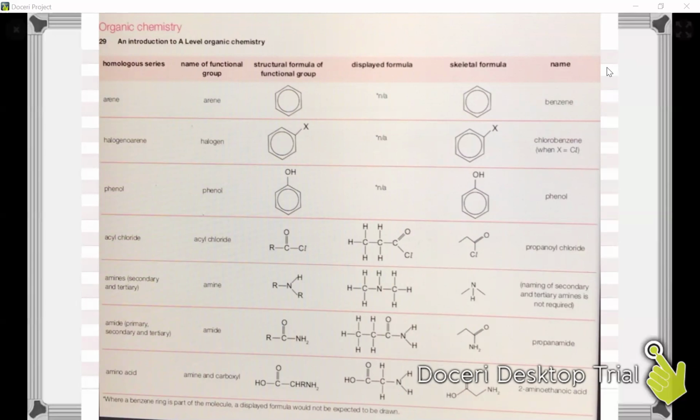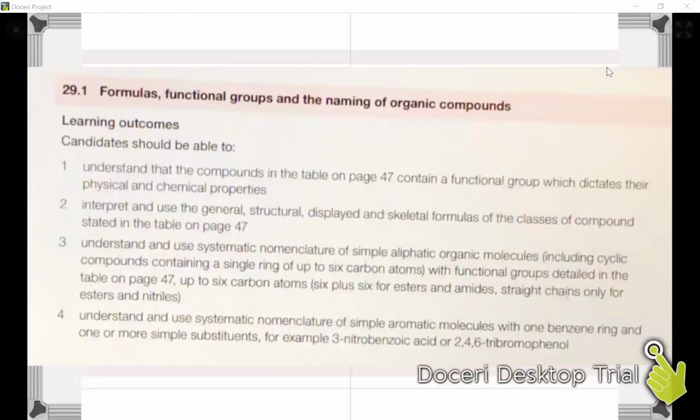So first thing first is arenes. That's what the structure looks like. I'm not going to go into the details a lot because we will be studying this in more detail later on. Halogenarenes, phenols, acyl chlorides, amines, amides, amino acids, these are the compounds, all of these structures that are included in your course, and we'll be doing them in detail as well.